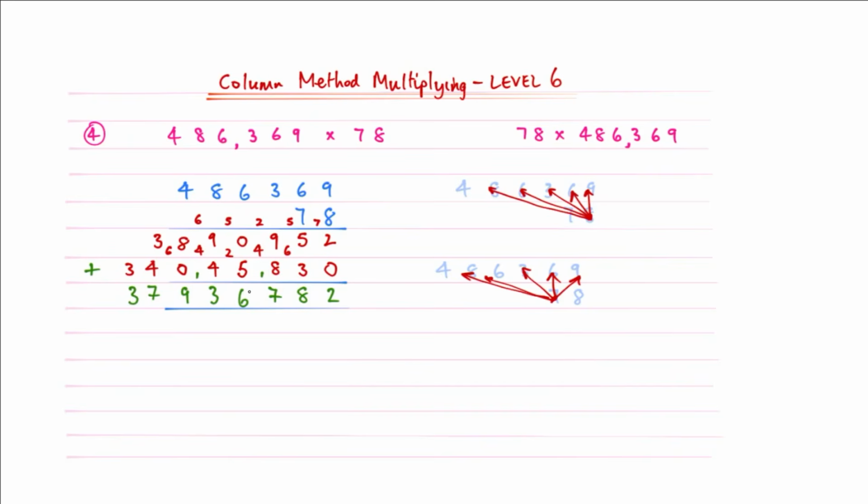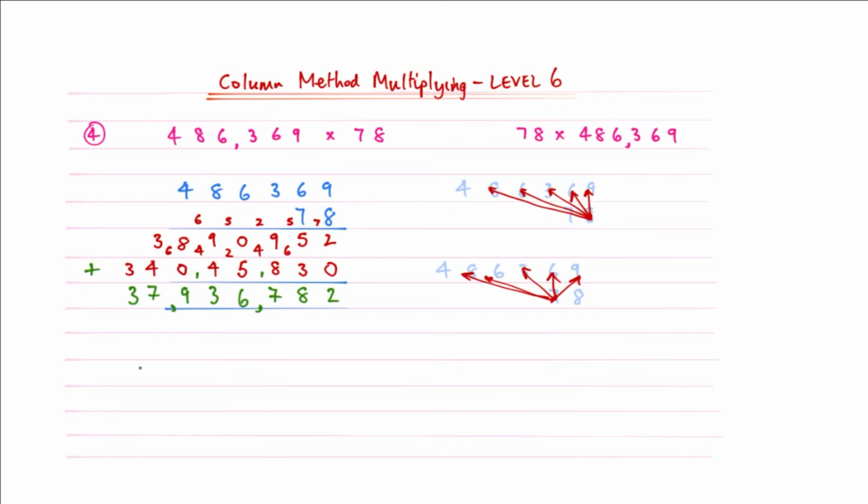So the answer that everybody was waiting for, 486,369 lots of 78, gives us a grand total of, a little trick where you can just count back 3, 37,936,782. Right, we can rest easy now, which is brilliant.